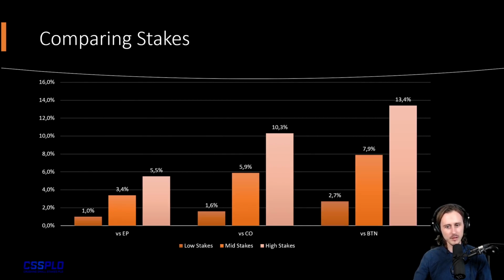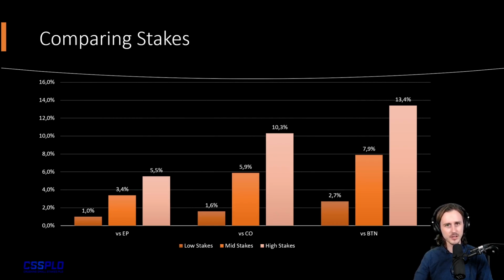Now versus the button, these differences are also very high. 2.7% at low stakes, 7.9 at mid stakes, and 13.4 at high stakes. The reason why I want to show you this is that there are massive differences in what stakes you're playing and what the rake levels there actually are. If you play mid stakes, you should cold call different hands than if you play high stakes.